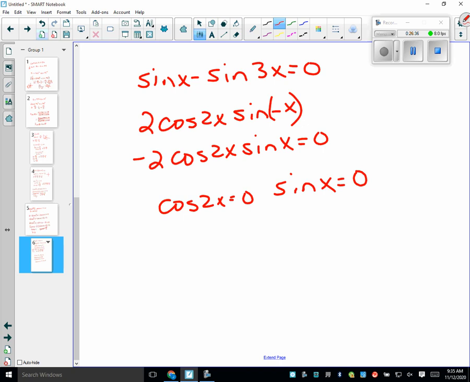Now, when is cosine 0? But since it's a 2x, that's not where cosine equals 0. Is it pi over 2? Oh, yeah. Pi over 2, and 3 pi over 2?